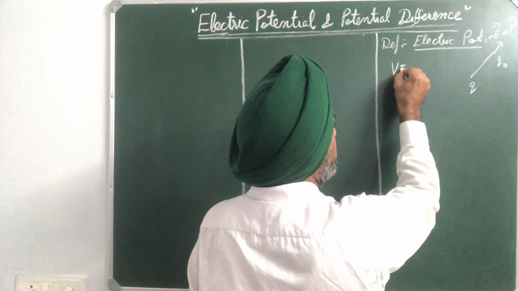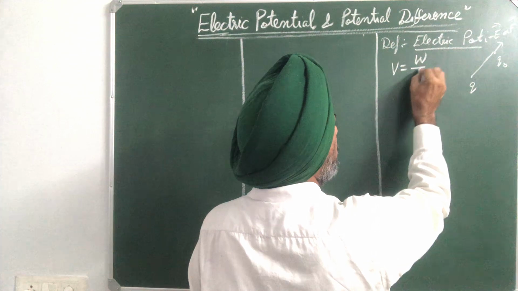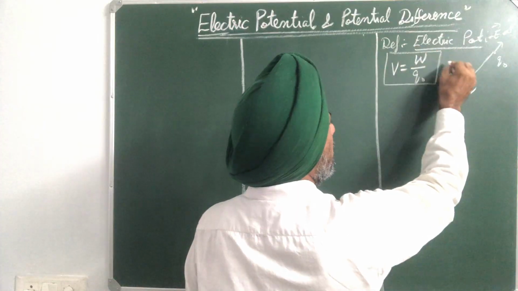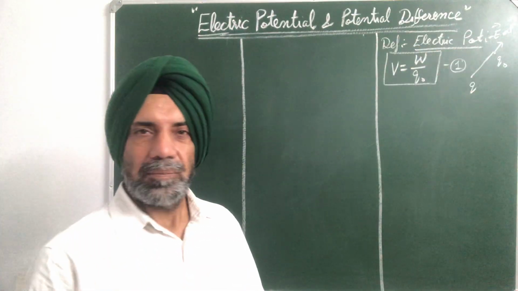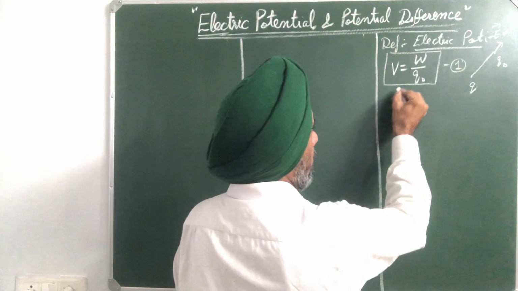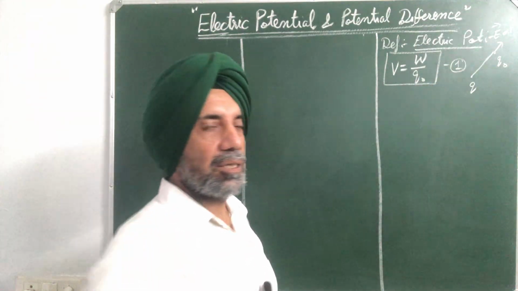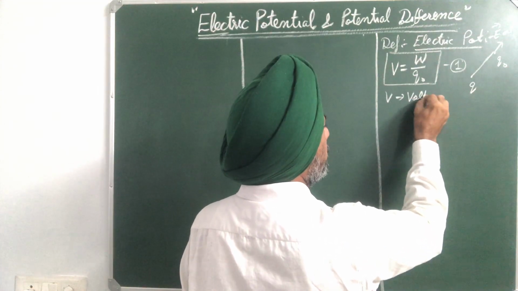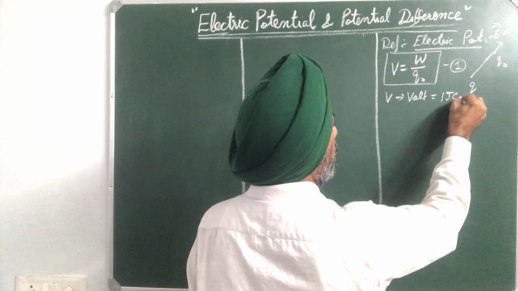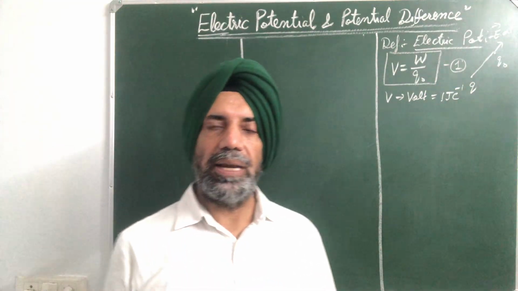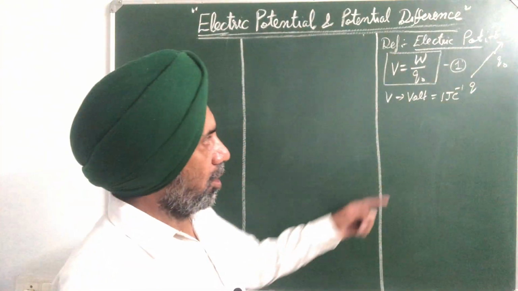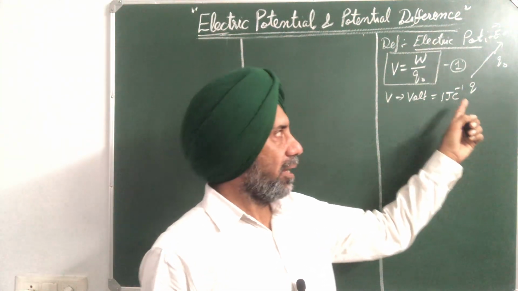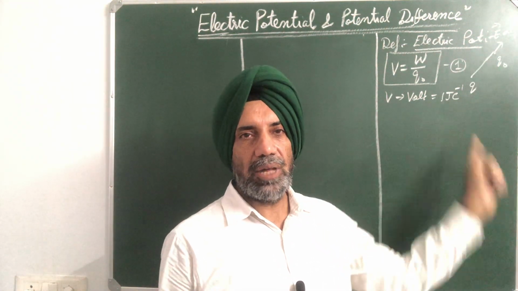So V is given by W upon Q naught. This is the first expression. It means if work done is equal to 1 joule and charge is equal to 1 coulomb, then V will be 1 volt, that is 1 joule per coulomb. So volt is the unit of electric potential in the SI system. Electric potential is said to be 1 volt if 1 joule of work is done in bringing a charge of 1 coulomb from infinity to the given point.